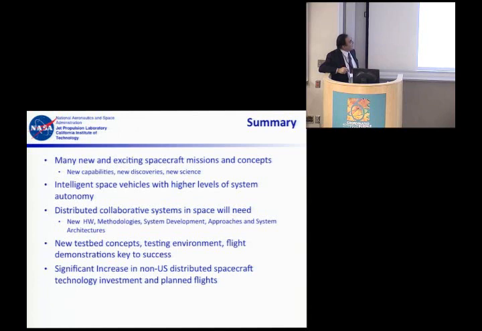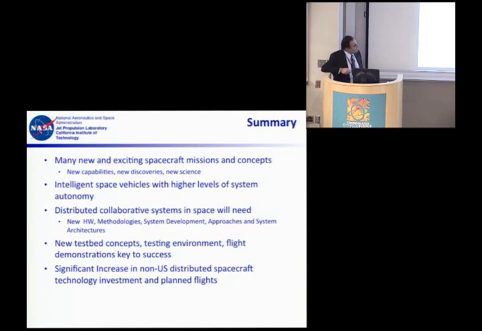Essentially, in summary, there are many, many exciting projects and opportunities and mission concepts that are emerging for distributed systems and new initiatives. All of them need really smart vehicles, autonomous systems that can work together autonomously. Forget about ground involvement. If you have one spacecraft that takes tens of people to do the mission operation, imagine if you have 20,000 of those, it's just not possible.